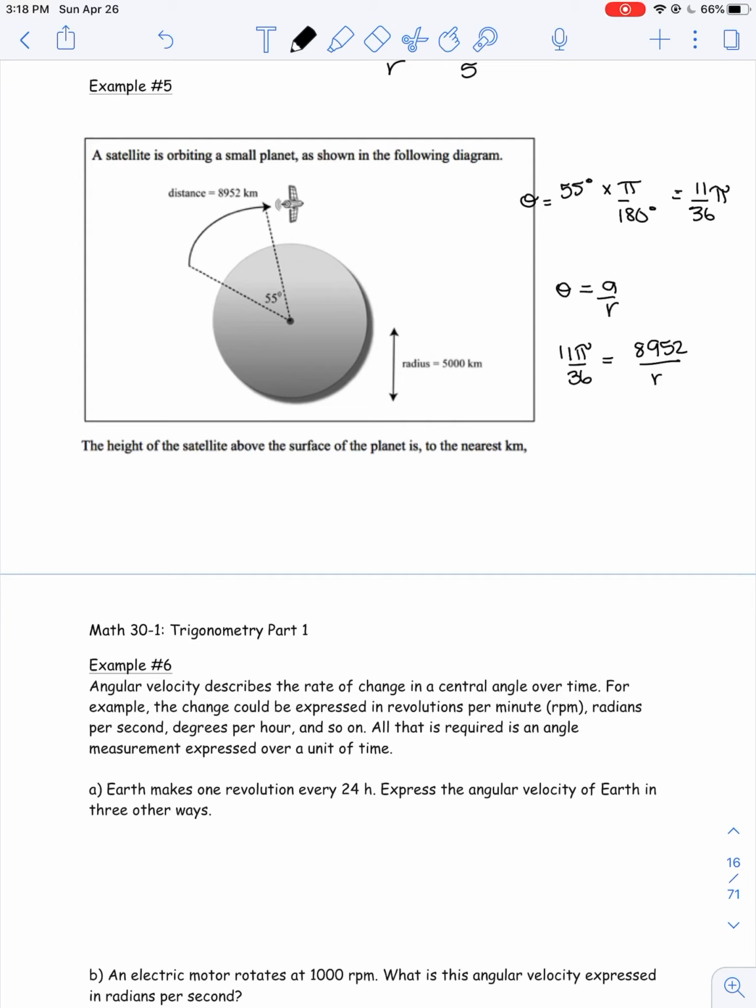So what we can do is rearrange the formula to solve for r. We can multiply the other side by r, and that's going to equal 8,952, and what we're doing is we're actually dividing that answer by 11 pi over 36 because we're moving that 11 pi over 36 to the other side. So you can put this into your calculator. It does want our answer to the nearest kilometer.